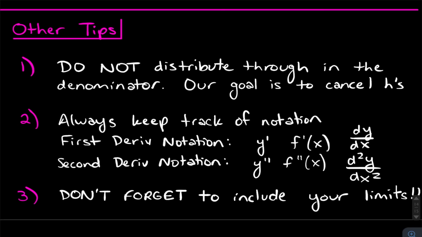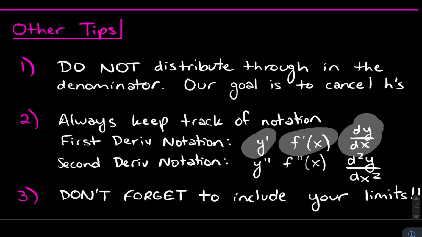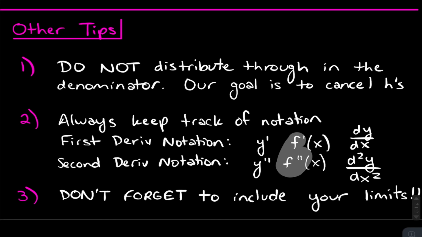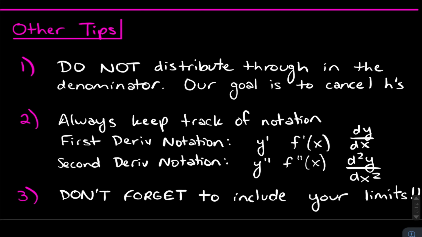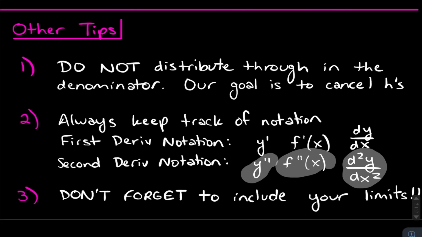Always keep track of that derivative notation too. The first derivative, you can write that as y prime, f prime of x, or dy over dx. We see it written this way, but it can also be written this way, and on occasions it's written that way as well. Second derivative notation, we call that y double prime, f double prime of x, and d squared y over dx squared.